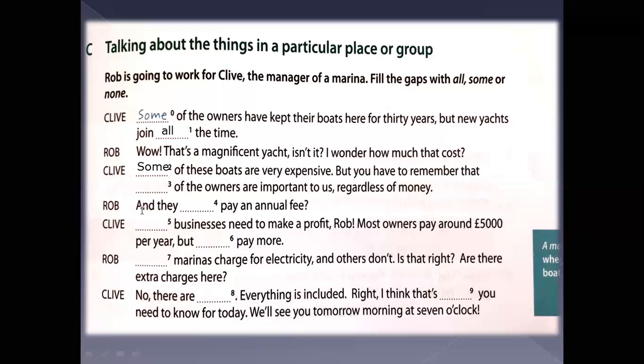Then they say the next part, and they pay an annual fee. But some of the boats, all of the boats must be very expensive, but you have to remember that. Here, number three, what should we fill it with? All of the owners are important to us, regardless of money. And they?